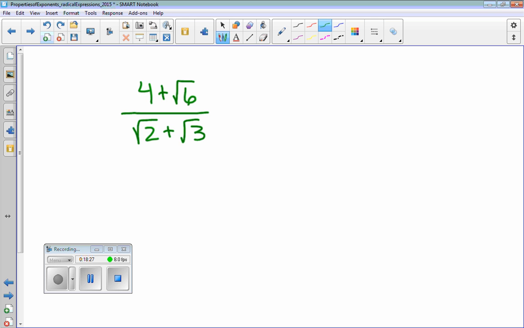Okay? Again, what is the issue with this? Why do I need to simplify it? Travis, why do I need to simplify this? What's the problem with it? What's in the denominator that should not be there? The radicals. So I know I need to get rid of it. So I'm going to choose to multiply by something specific. I want you to try it.